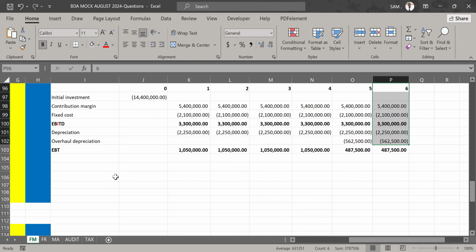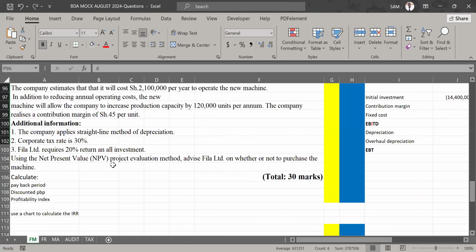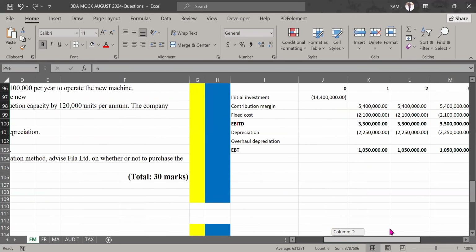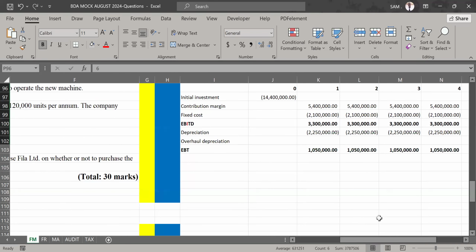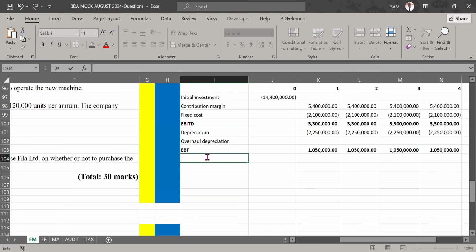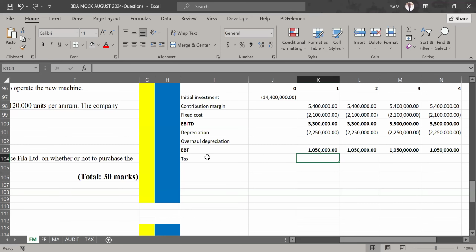Good. So let us come. We already have our earnings before tax. Now we can go ahead and charge tax. What did the examiner tell us about tax? Let's go to the question. Additional information number 2. We were told corporate tax rate is 30%. So that is so easy. We're just charging 30% of that earnings before tax. So I come here and say tax. Let's just go ahead and charge our tax, and the tax is 30%. So just 30% of the earnings before tax, like that.